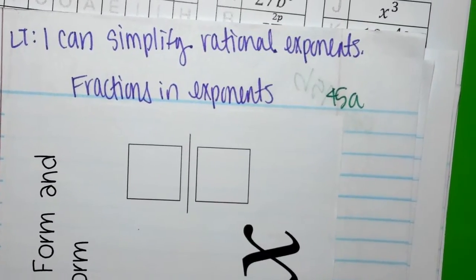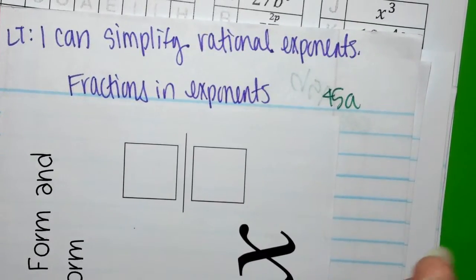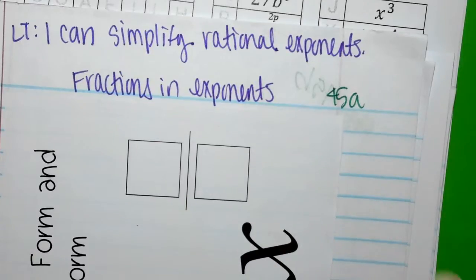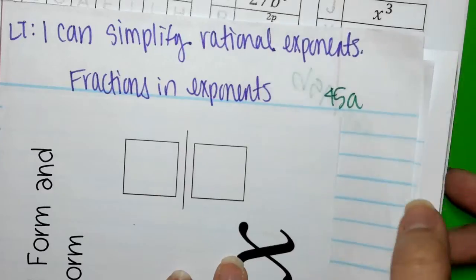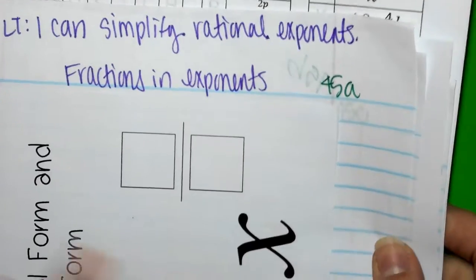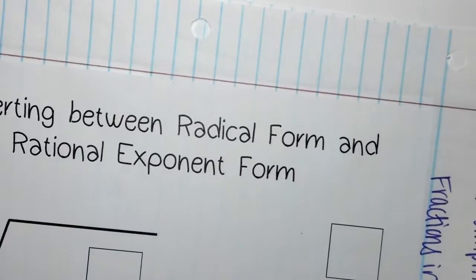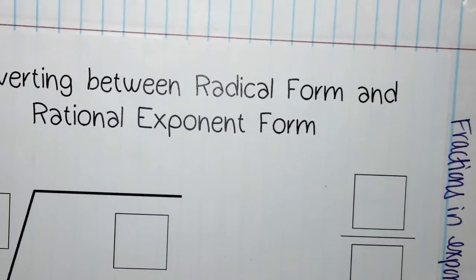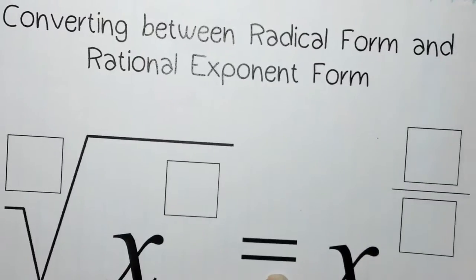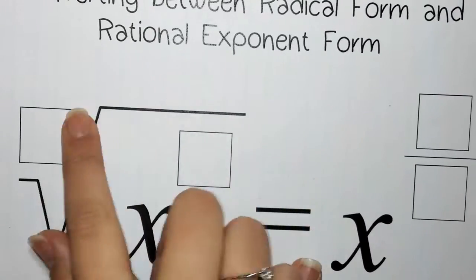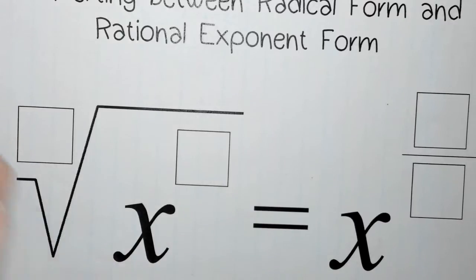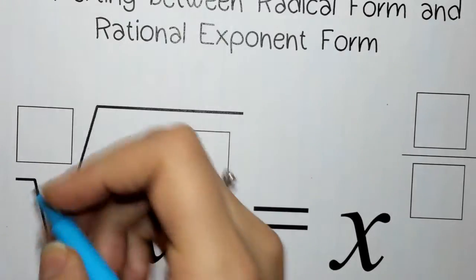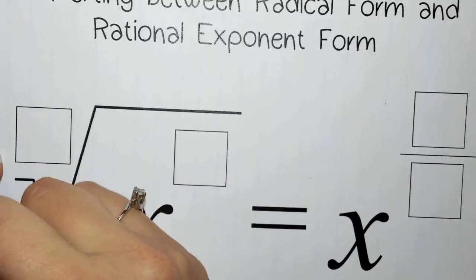So today we're going to convert between radical form and rational form. What is a radical? It's this thingy. That guy right there, that's a radical. It's also called a root. So just in case you forget that, let's draw an arrow that says radical.